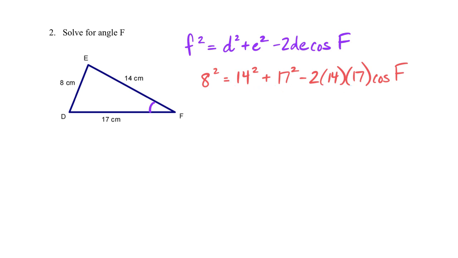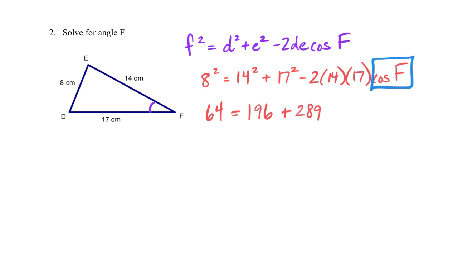Okay, there is the variable part of my term. What that means is I got to get my cos F all by itself. So the first thing you should do with any formula is when you have it, simplify it. So I can square my 8, square my 14, that's going to give me a 196. Square my 17, that's going to give me a 289.